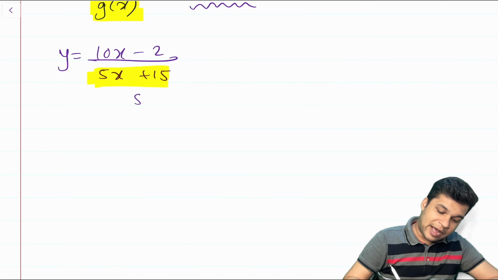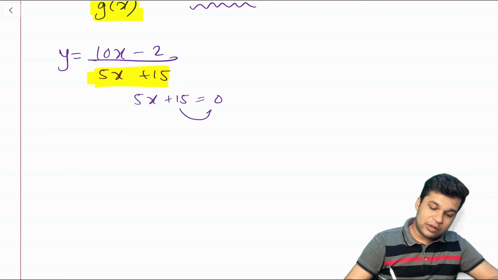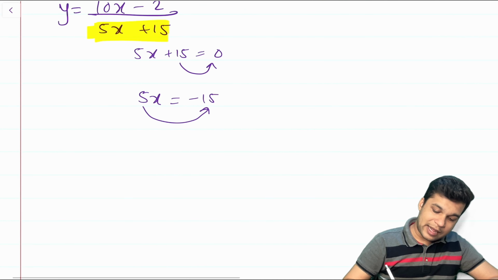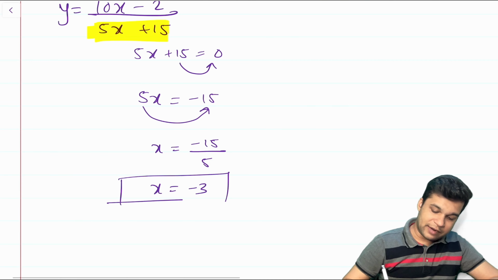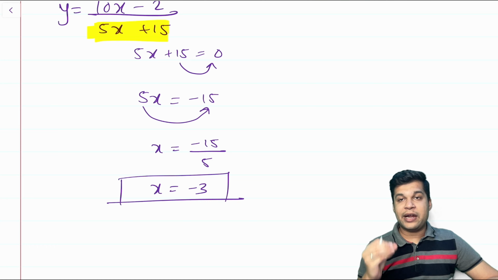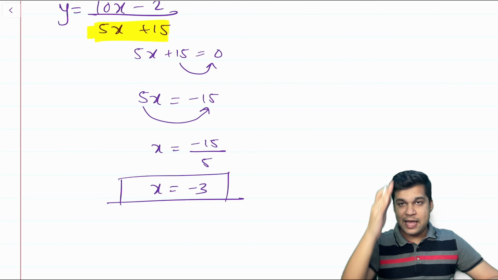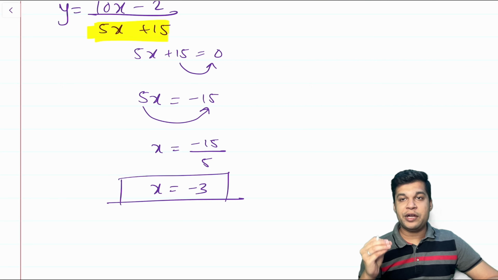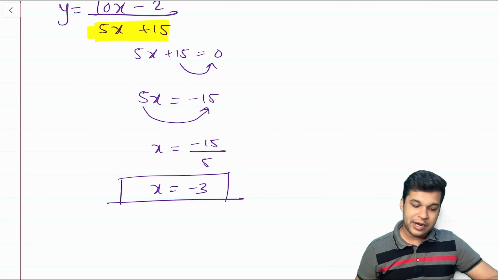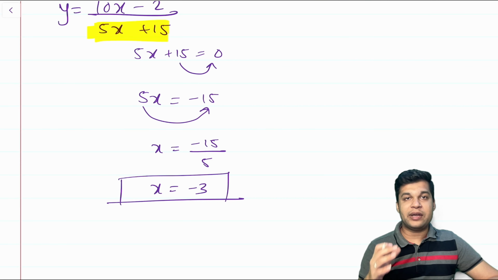So 5x plus 15 equal to 0. Okay, shift 15 on the other side. So you get 5x equal to minus 15. Shift 5 on the other side. So you get x equal to minus 15 divided by 5. So x equal to negative 3. So x equal to negative 3 will be a line which will be parallel to the y-axis and passing through the point minus 3, 0, right? So this is how you find the vertical asymptote.